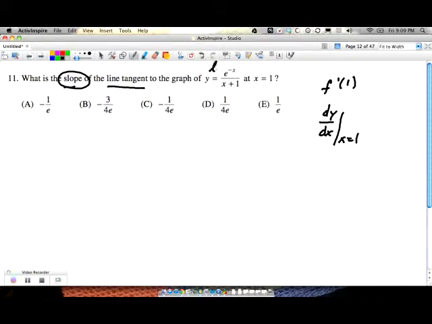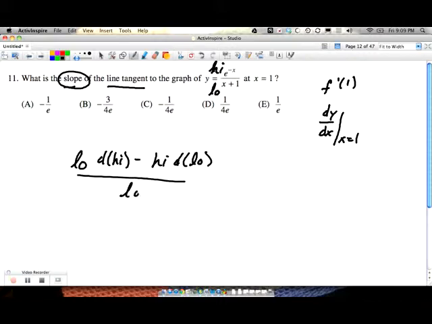Notice that we have a high and a low. This is a quotient rule, and the derivative with the quotient rule is low d high, low times the derivative of high, minus high d low, high times the derivative of the low, over the low times itself, low squared.